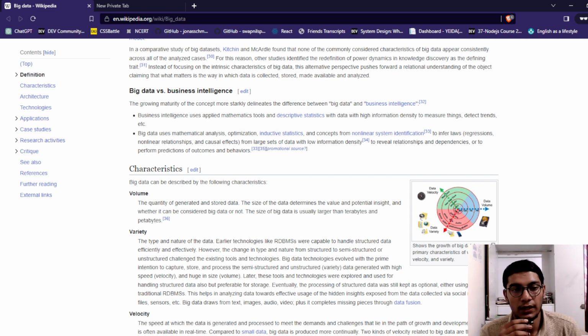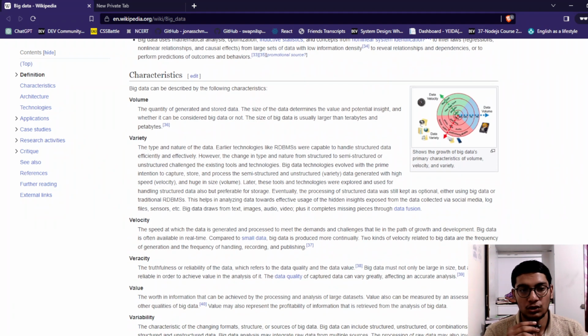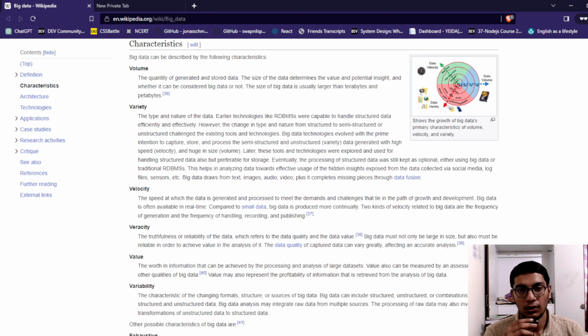Volume: the quantity of generated and stored data determines the value and potential insight, and whether it can be considered big data or not. The size of big data is usually larger than terabytes or petabytes. Variety: the type and nature of data. Earlier technologies like RDBMS were capable of handling structured data efficiently and effectively. However, the change in the type and nature of data to semi-structured or unstructured challenges existing tools and technologies.